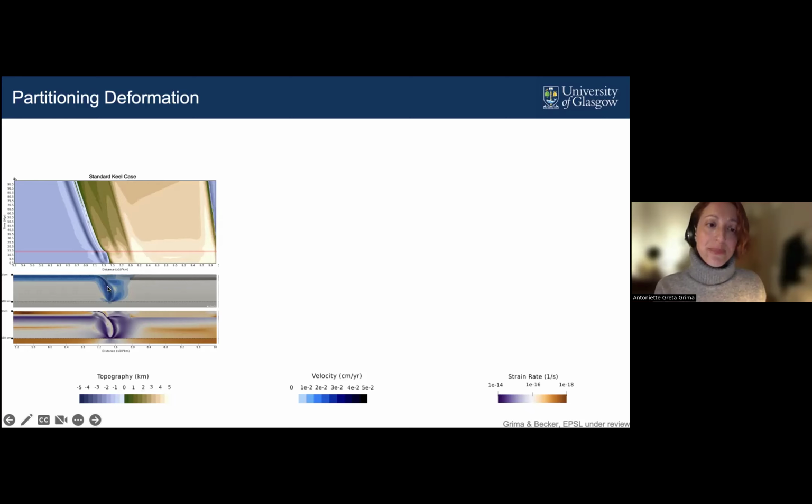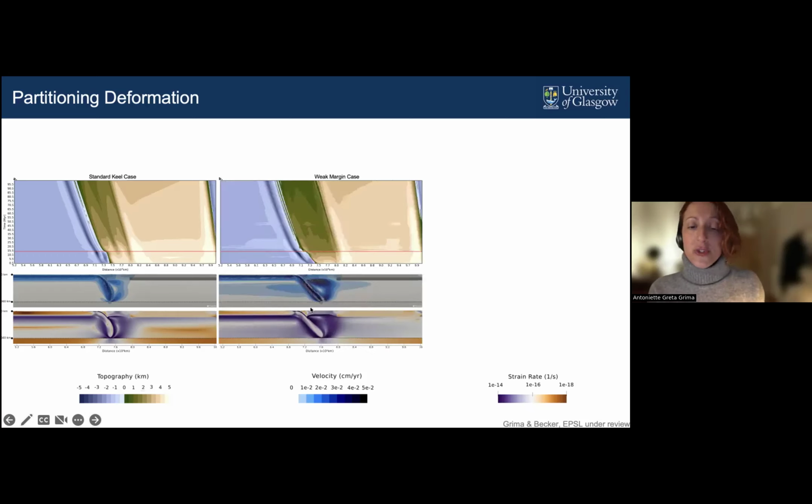And we can see that in the middle within the continental margin, we've got this partitioning of the velocities, and that corresponds to this focusing of the strain rates, which then brings us back to the surface where we see this subsidence in this basin forming between these two sort of horst morphologies.